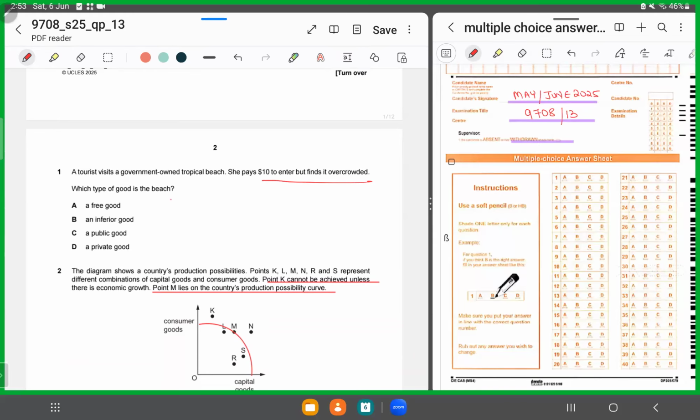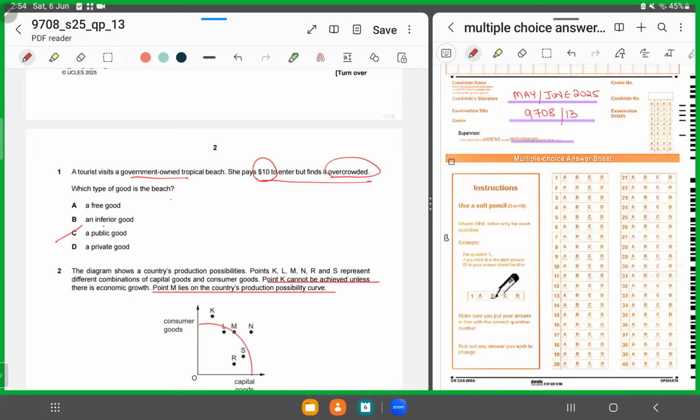private good. Although it's government owned, in order for this to classify as a public good, it must satisfy the two characteristics of non-excludability and non-rivalry. But since she's paying, the feature of non-excludability is not satisfied, because unless you pay for it, you're not allowed to enter it. Plus, she also finds it overcrowded. So it's not a public good.